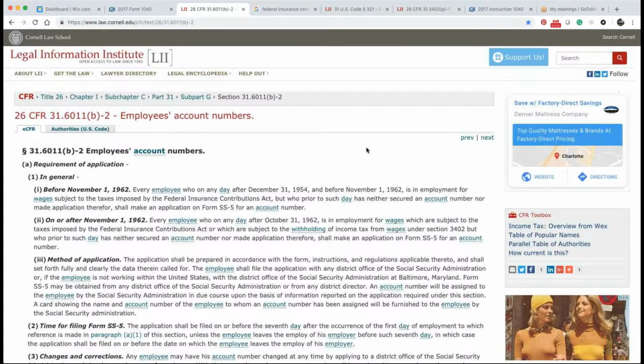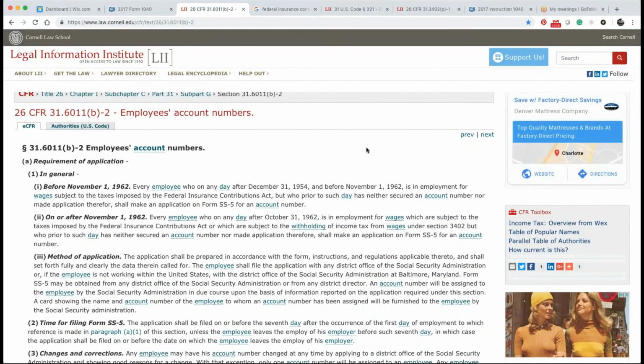When he's trying to steal your money out your check, say he's got to do this and he's got to do that. Well, this is the employee's account numbers. If you guessed it, that it's your social security number is an account number. That's what this is talking about.